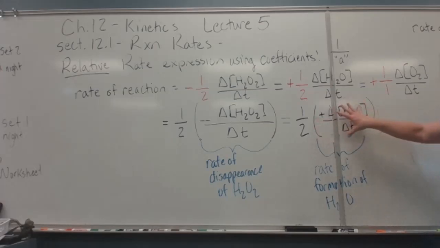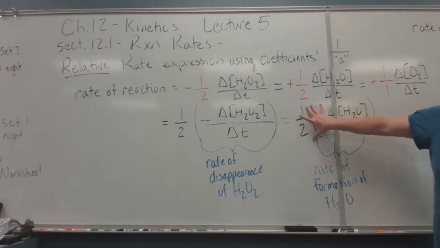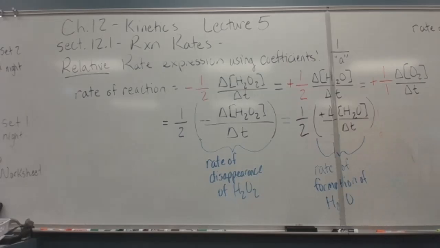And then I do what? I take that number that I calculate and I do what? Take 1/2 of it. Equals what? 1/1 of positive change in O2 over time. And that is the what? Rate of formation of oxygen. All right, Scarlett, you will do it now.